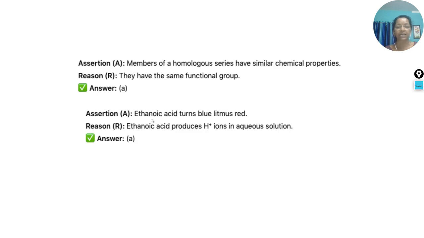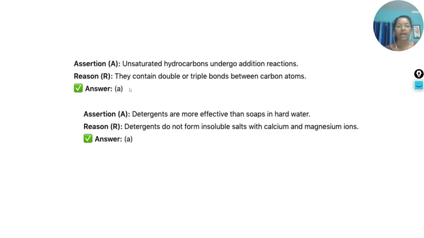Next, ethanoic acid turns blue litmus red, because ethanoic acid produces H plus ions in aqueous solution. That is also correct. Both A and R are true, and R is the correct explanation of A. Okay. Then unsaturated hydrocarbons undergo addition reactions, which we also discussed, because they contain double or triple bonds between carbon atoms. That is correct. Option A. A and R are true, and R is the correct explanation of A.